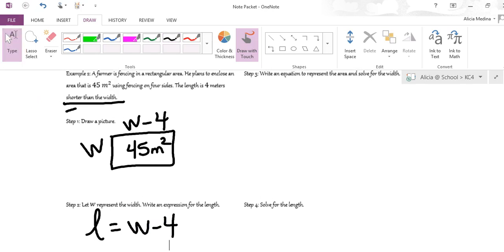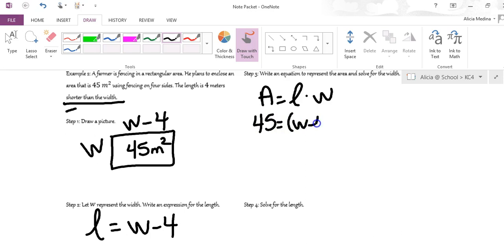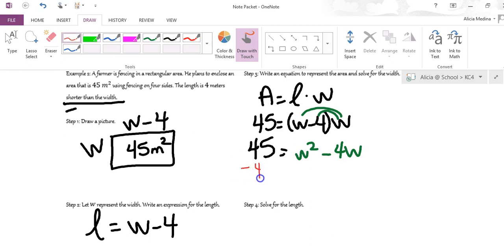So remember, we start off with our area formula. Area equals length times width. Our area is 45 equals our length, which is W minus 4, times our width. If we go ahead and distribute, W times W is W squared. W times negative 4 is negative 4W. If you need to use the colors, feel free to use the colors. I'm going to go ahead and subtract 45 on each side because I need this equal to 0.